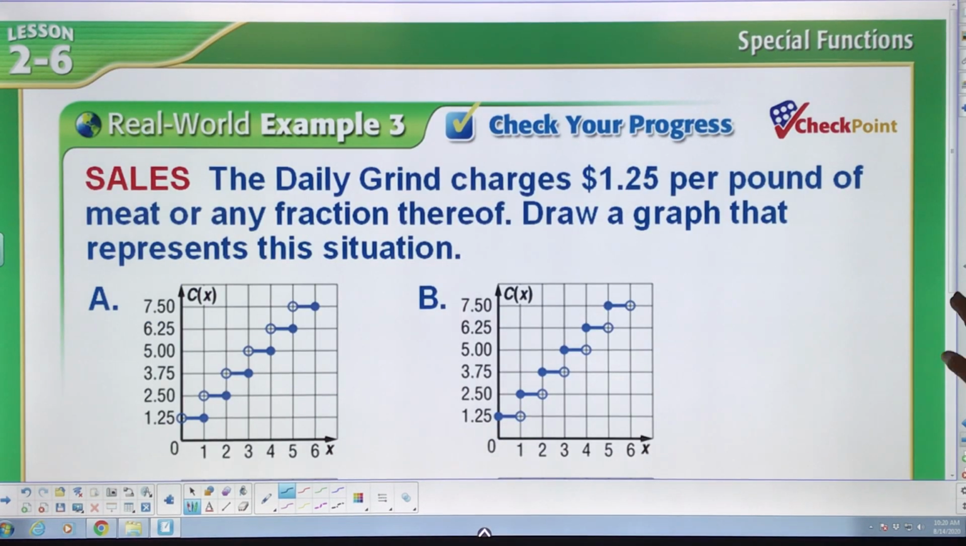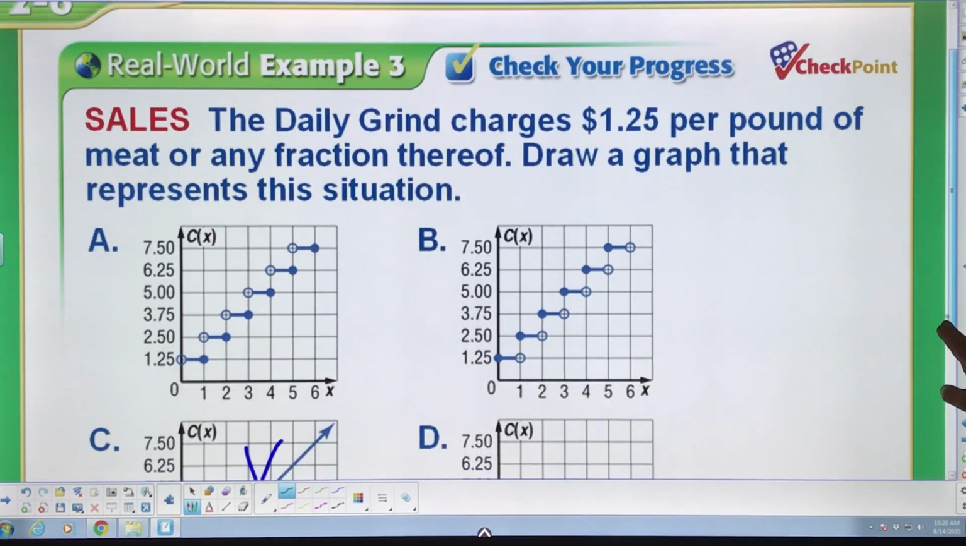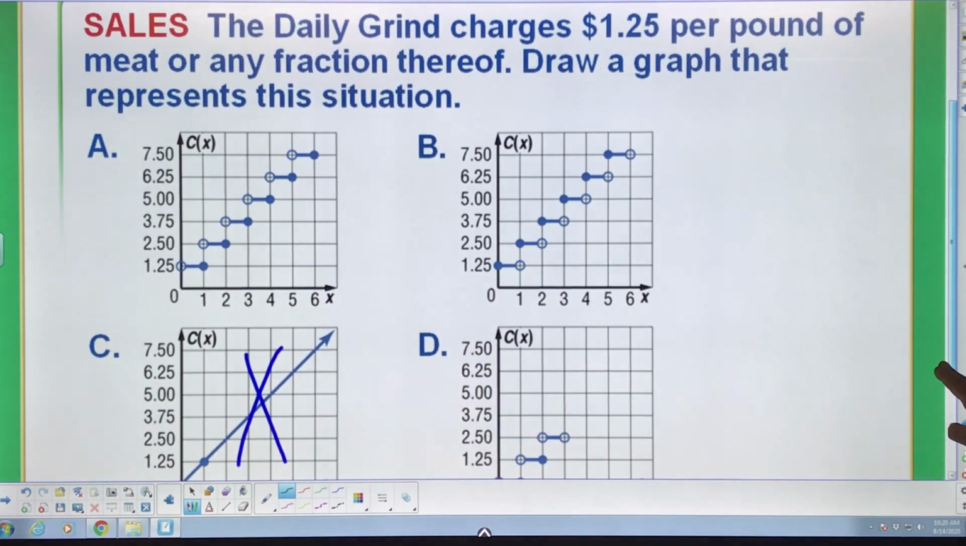And those are pretty familiar. The daily grind charges $1.25 per pound of meat or any fraction thereof, which is kind of weird. So if you get a pound, you pay $1.25. If you get a pound and an ounce, you gotta pay $2.50. If you get a pound and 15 ounces, you still just pay $2.50. So, you know, get your stuff if you can.